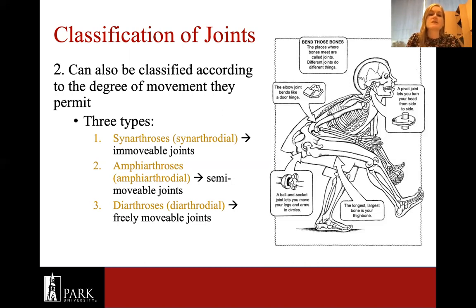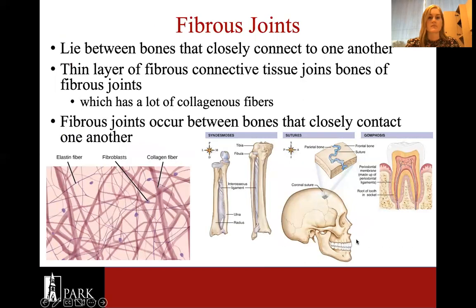Amphiarthrosis is going to be semi-movable joints. These joints are going to be a little bit movable. They're not completely no movement, but they're not full range of movement either. They have a little bit of movement to them. And then diarthrosis or diarthrodial joints are freely movable joints. Think of our shoulders and our hips. We don't have any restrictions. We can move in a 360 range of motion.